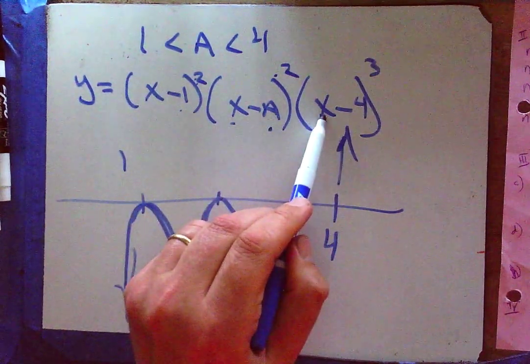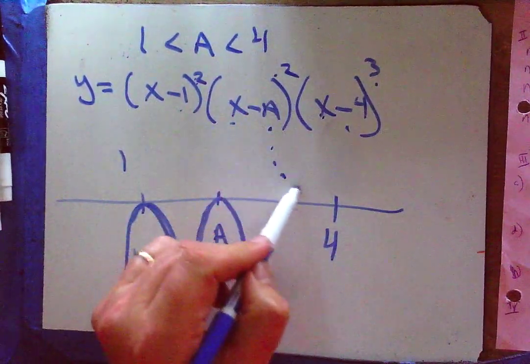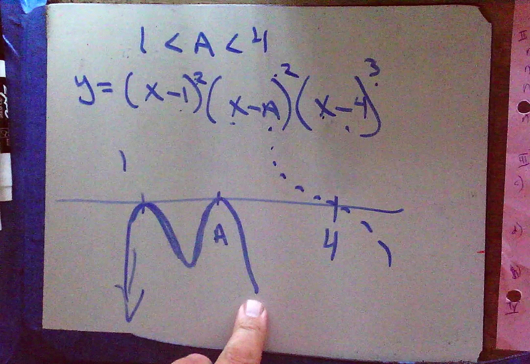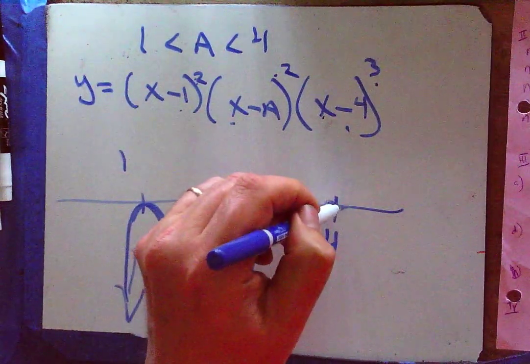And then what am I doing at 4? Because of this, I'm wiggling. Am I going to wiggle like this? Well, how could I connect that with that? No, it can't be that wiggle. It has to be this wiggle.